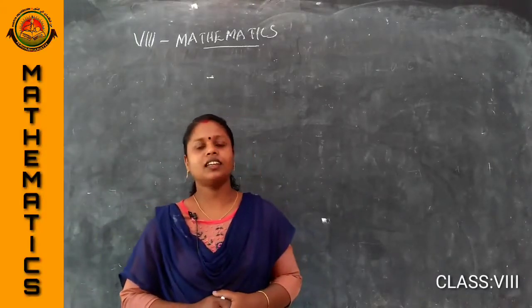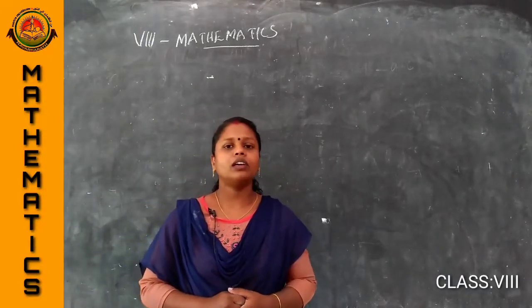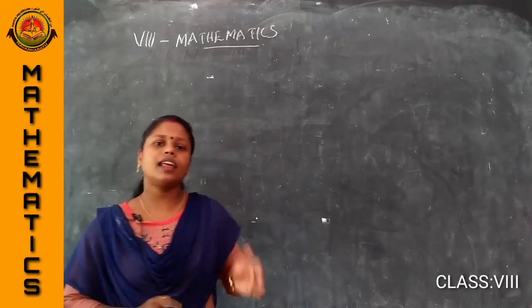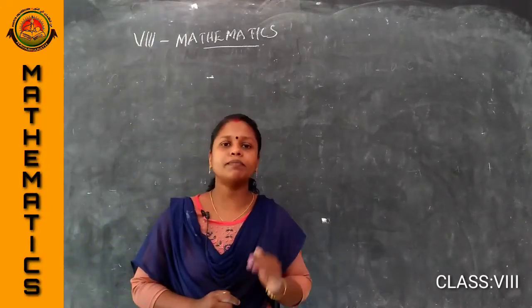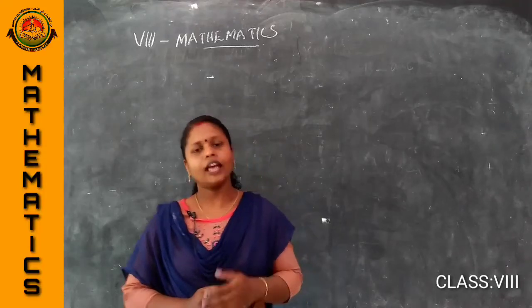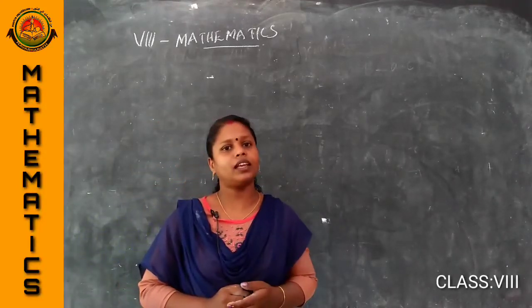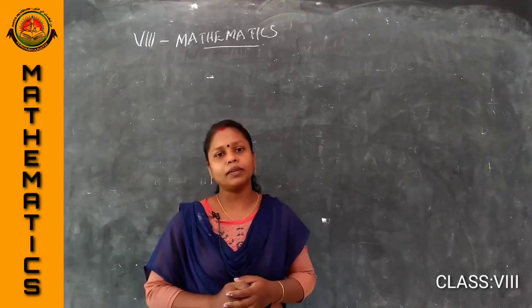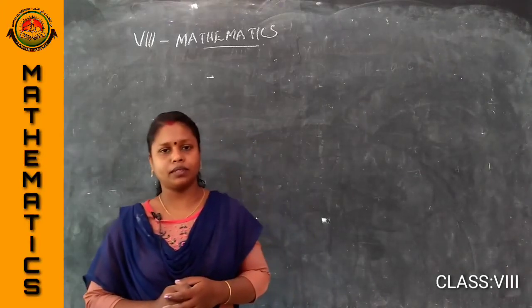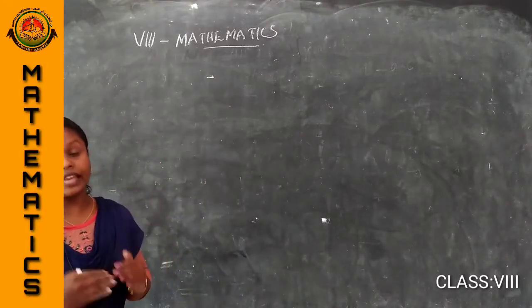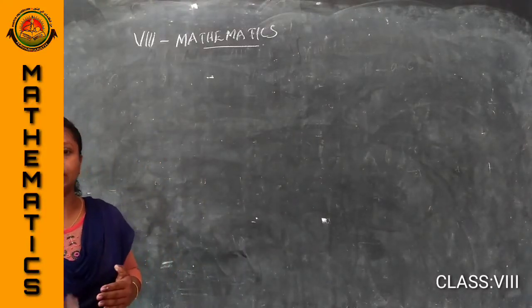Good morning, children. We were discussing properties of rational numbers, and in the last class we discussed some problems based on these properties. Today we are moving to the last portion of the chapter, that is, rational numbers between two rational numbers.